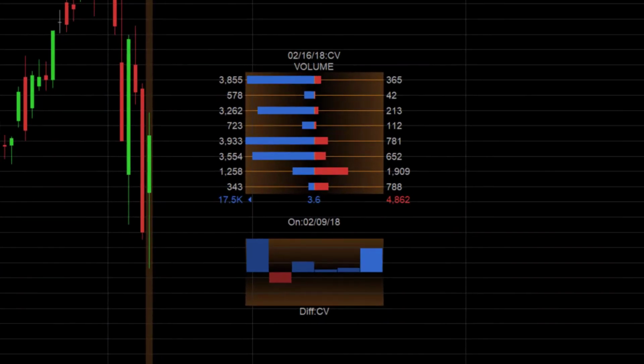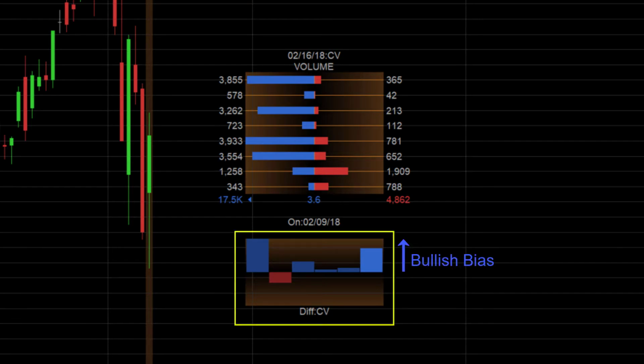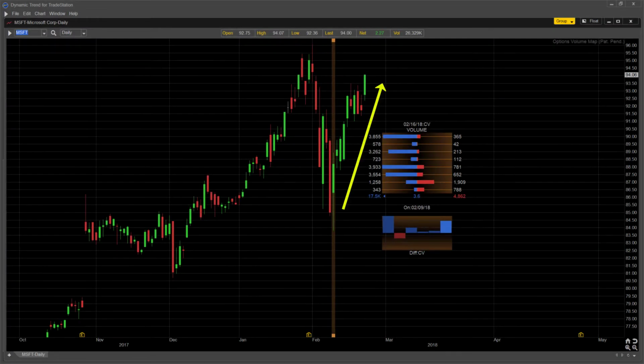Quickly identify option volume imbalance. Imbalance ratios greater than 1.5 detect a bullish option bias. Included is a 5-day historical options volume chart displayed at the bottom. This stock rallied as supported by bullish options bias.